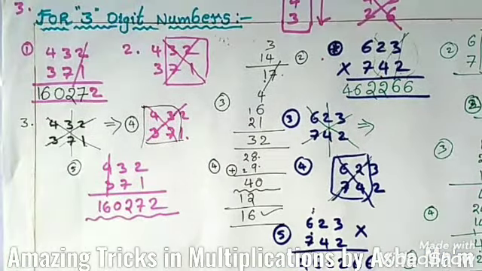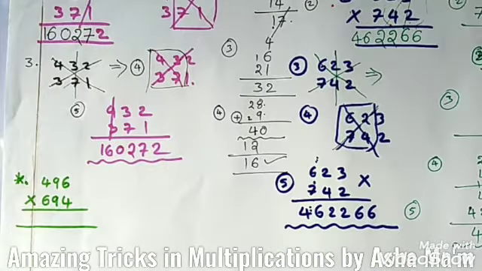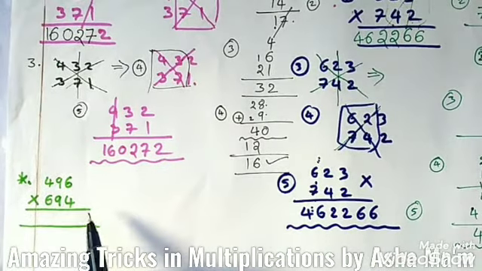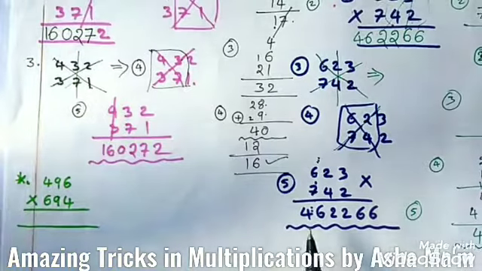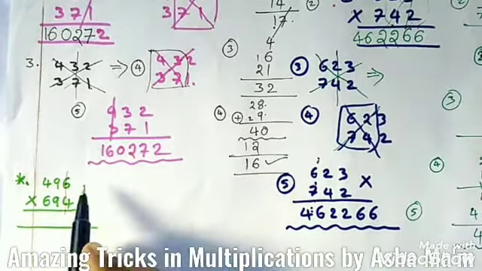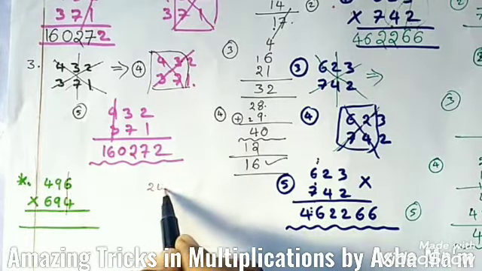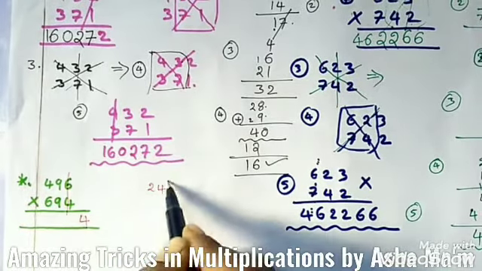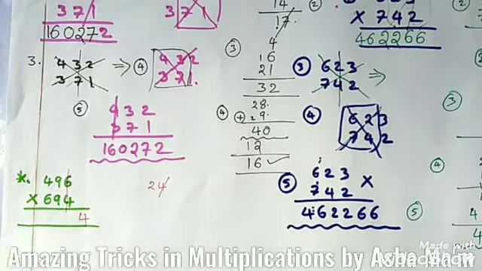Let us see one more example: 496 into 694. Here let us apply the first trick. First you have to multiply these two numbers. 6 4s are 24. In this 24 we have to write only 4 here. This 2 is carried forward.